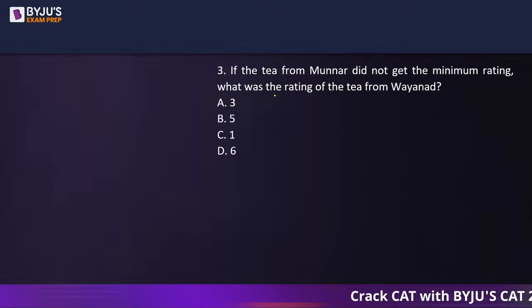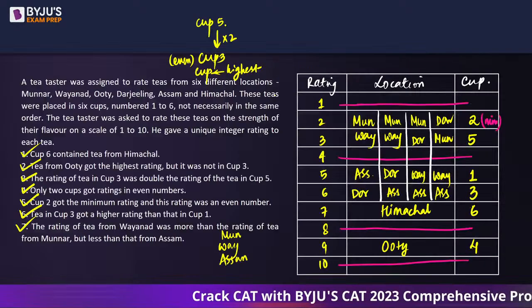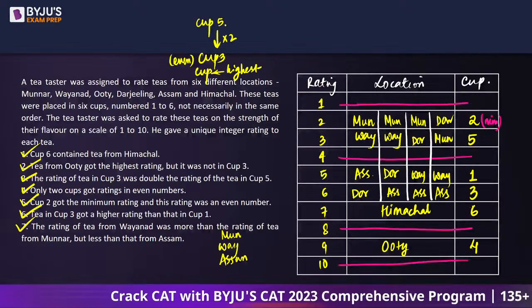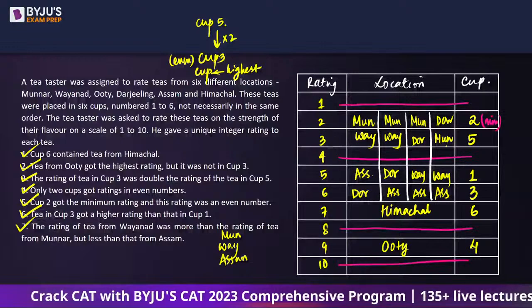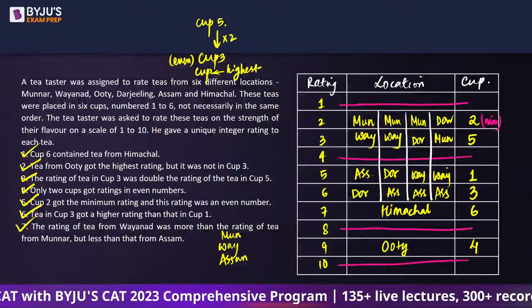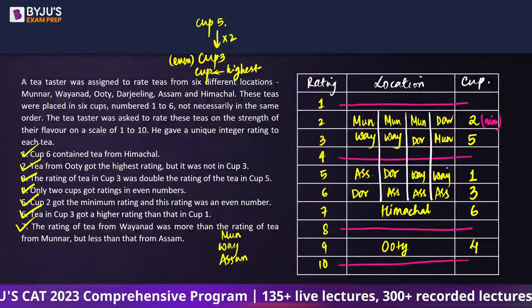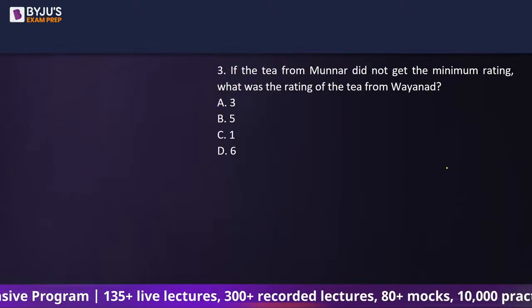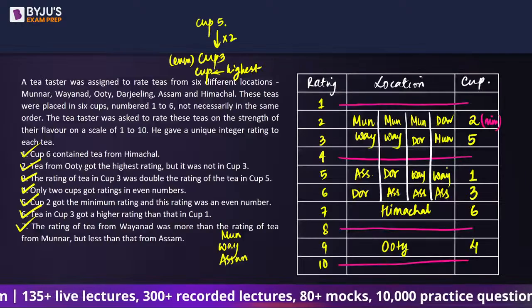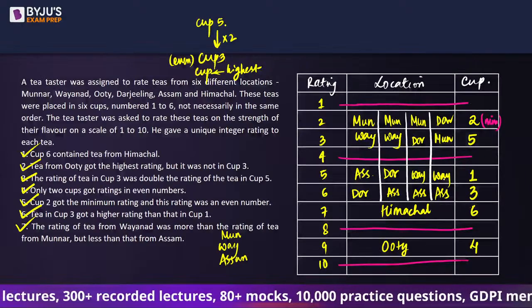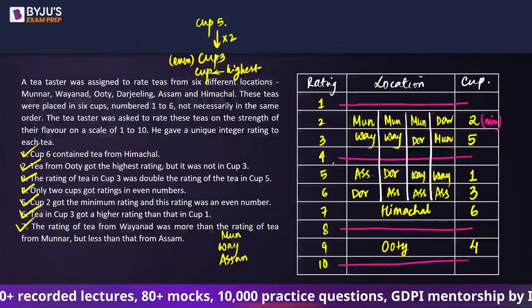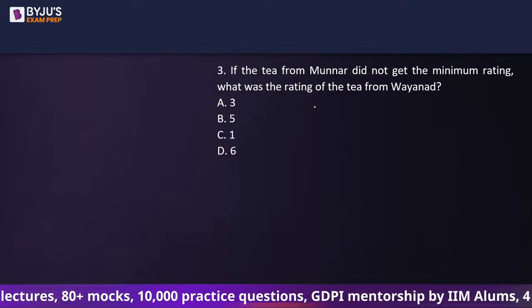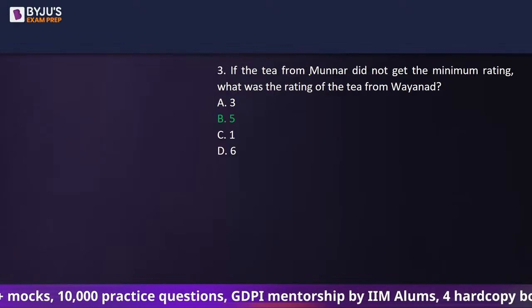Third, if the tea from Munnar did not get the minimum rating. So we're talking about Darjeeling, Munnar, Wayanad and Assam, the last possibility out of these 4 cases, right? What was the rating of the tea from Wayanad? So the rating of the Wayanad tea was 5, right? So this is going to be option B.